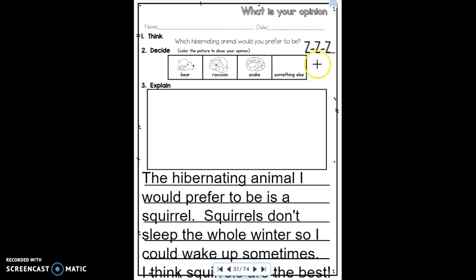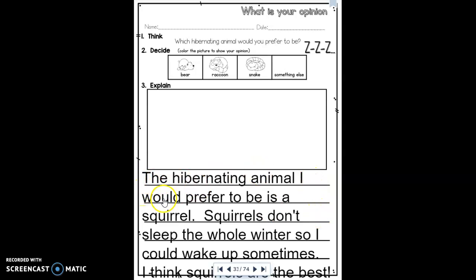So you're going to open up your Writer's Workshop. You're going to find this page. You're going to decide which animal you'd like to be, and then you're going to draw a picture, and you're going to write about it. Well, I didn't choose one of the animals they've given us. I chose a squirrel. I haven't drawn a picture of a squirrel yet, but I need to go back and include it here, and then you draw a picture. But here is an example of my writing, okay?